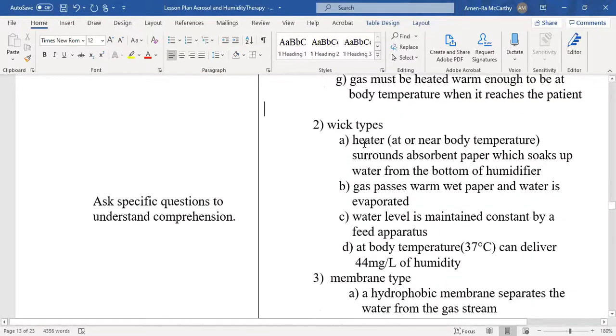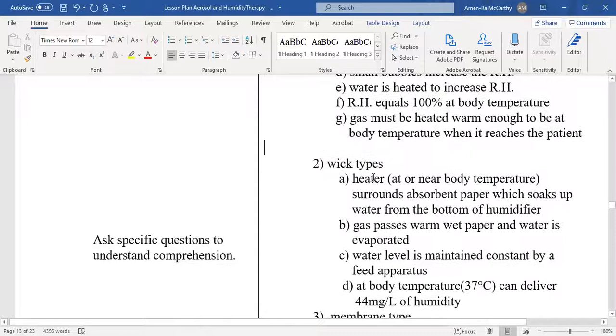The wick types: a heater at or near body temperature surrounds absorbent paper which soaks up water from the bottom of the humidifier. It's two little wicks that stick down in some water, and those paper towel-like wicks soak up the water, and then the gas passes the warm, wet paper and the water is evaporated. It just takes the moisture from the wet paper towel. Water level is maintained by a feed apparatus, just like I showed you here, this bag of water, except they would have some little wicks in it. At body temperature of 37 degrees Celsius it can deliver 44 milligrams of humidity. So that's good. We're trying to pick the one that gives us the best relative humidity for body temperature.